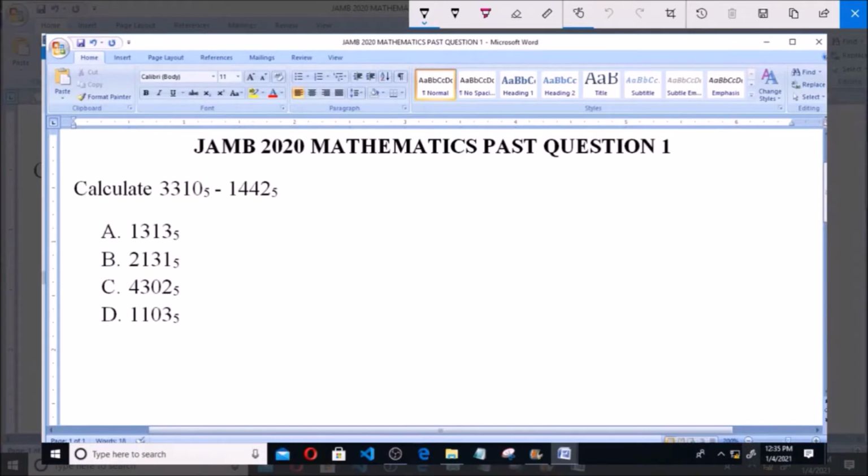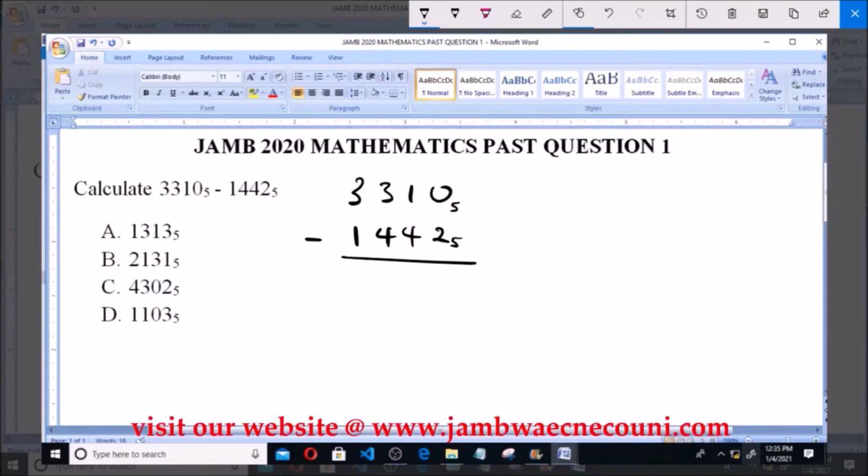Calculate 3310 in base 5 minus 1442 in base 5. So let's calculate 3310 in base 5 minus 1442 in base 5. Now the options are given to us. We have 1313 base 5, 2131 base 5, 4302 base 5, 1103 in base 5.